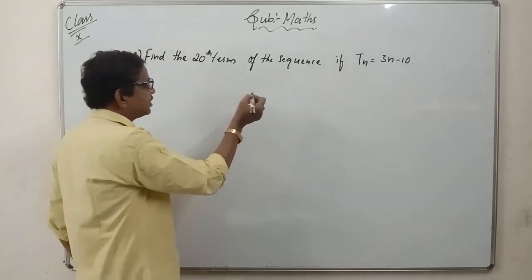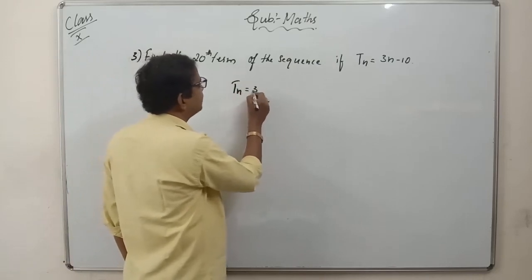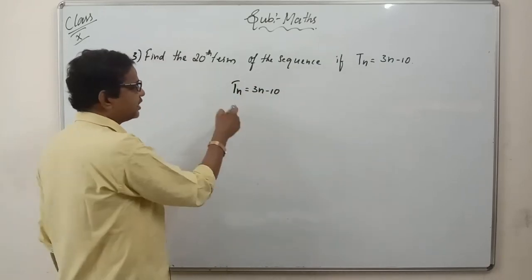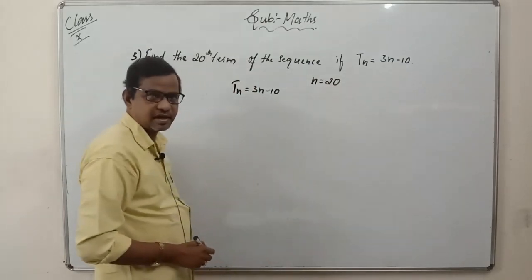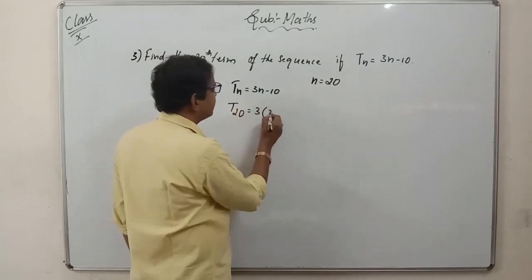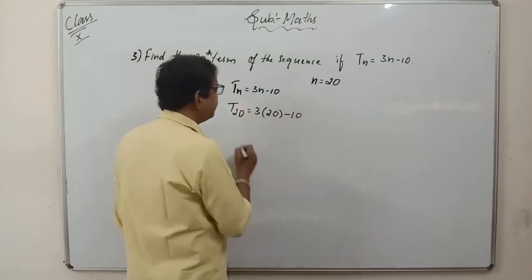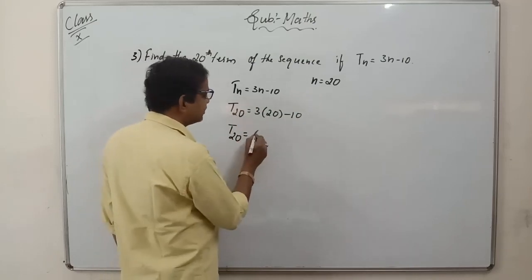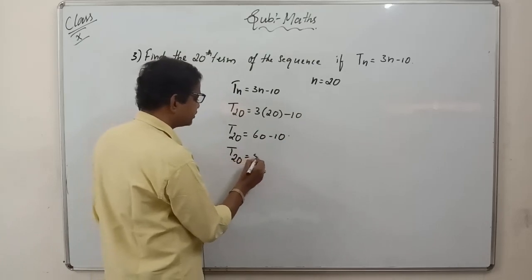So here, what is given? The nth term is given. So Tn equals 3n minus 10 is given. So the 20th term is asked. 20th term means n equals 20 because we want the 20th term. So T20 equals 3 into 20, because the value of n is 20 here, minus 10. So T20 equals 3 into 20 is 60, minus 10. So T20 equals 50.